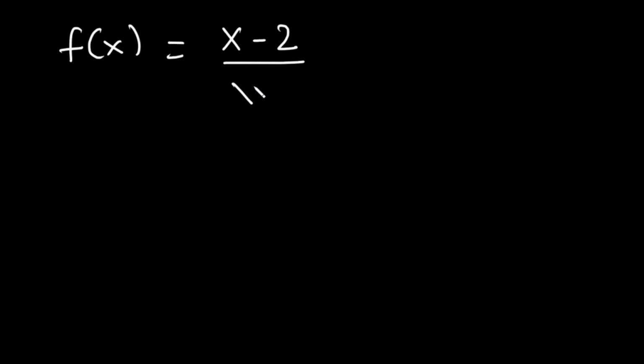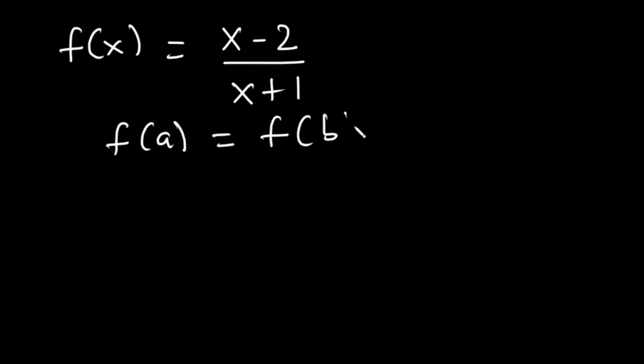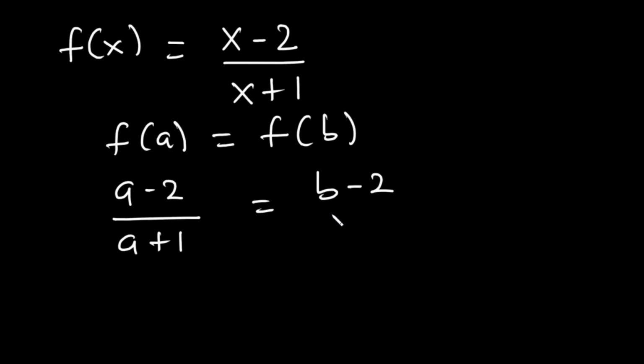Let's try this together. Let's say we have a function f of x is equal to x minus 2 divided by x plus 1. Is this function 1 to 1 or not? Let's see. So f of a is equal to f of b, and then we have a minus 2 divided by a plus 1 is equal to b minus 2 divided by b plus 1.